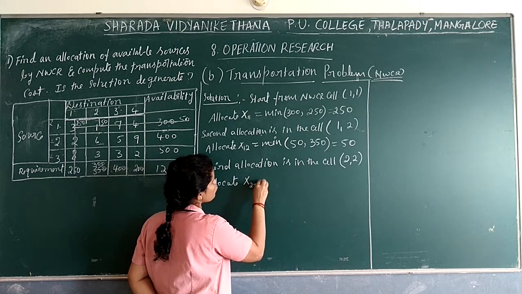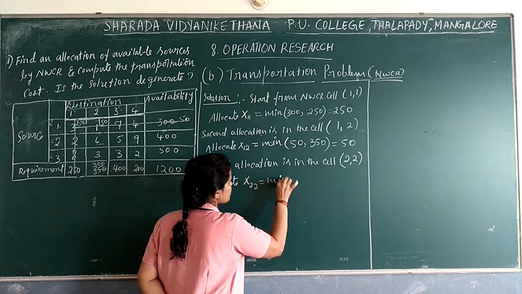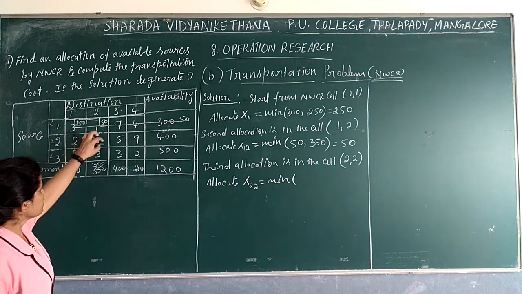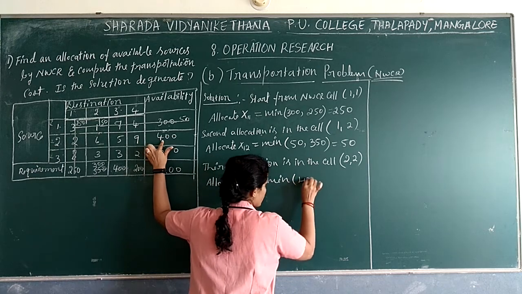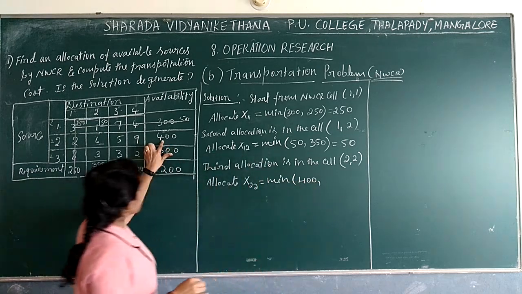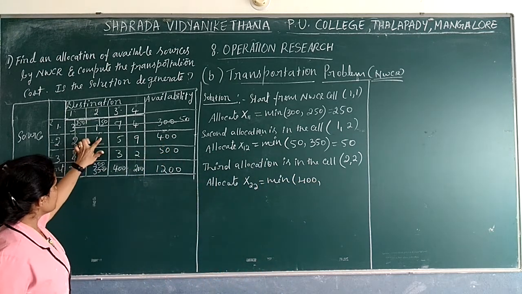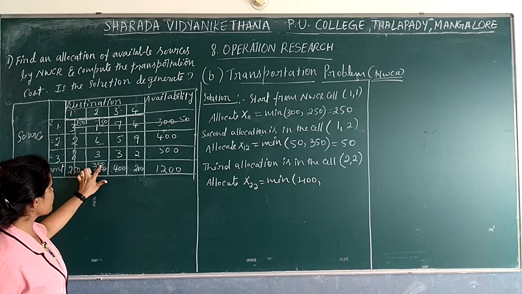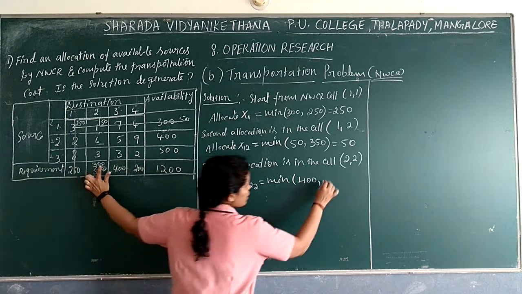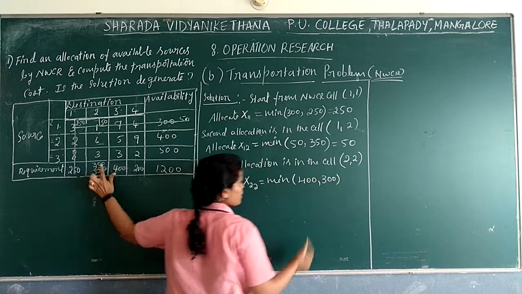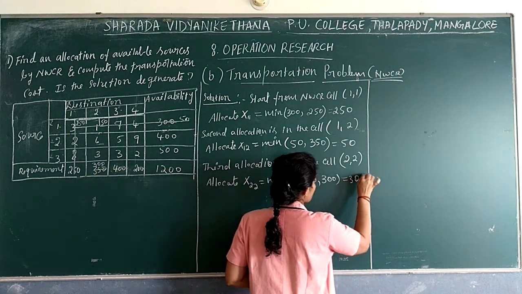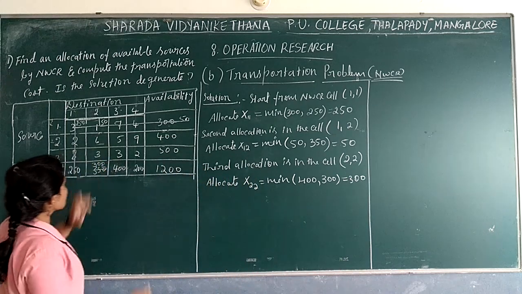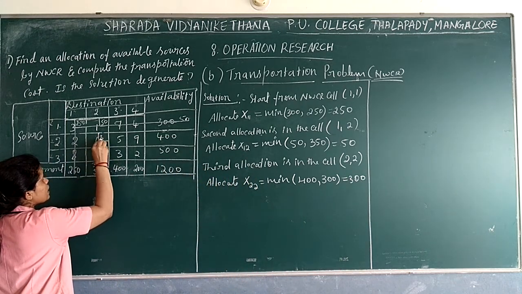x22, and see that row and column. Here we have to allocate. What is the availability? 400. Then what is the requirement? What requirement is remaining now? 300 is remaining. Now in these two, which is minimum? 300 is minimum. So we have to allocate here 300.